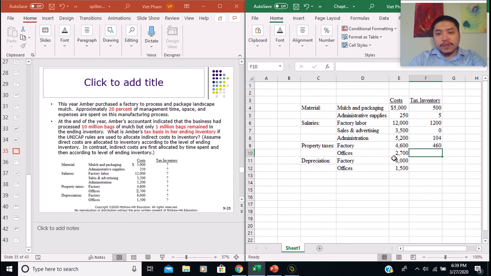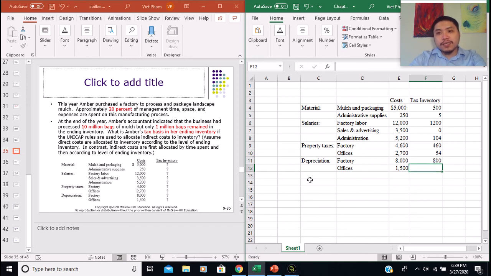Property taxes for the office, so the office is going to be the indirect cost, right? So we use the time span and the inventory level to calculate that. So again, we have 2,700 times 0.2 times 0.1, 54. And depreciation, again, for factory, it should be a direct cost, right? So we take $8,000 times 10%, which gives us $800.